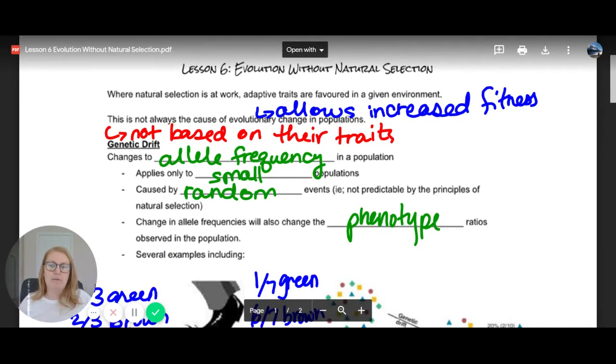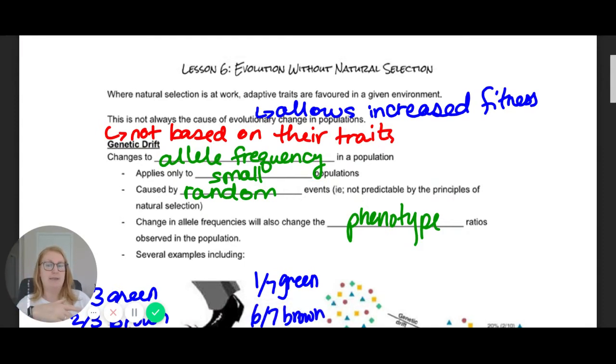So just to reiterate, genetic drift is still leading to evolution. It is another mechanism for evolution. Within genetic drift, we're going to talk about a few different examples. What it also causes is a change in allele frequencies. Again, it's not based on whether a trait is adaptive or not adaptive. It's based simply on essentially being in the right place at the right time.